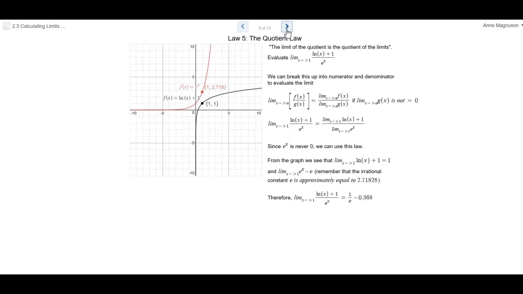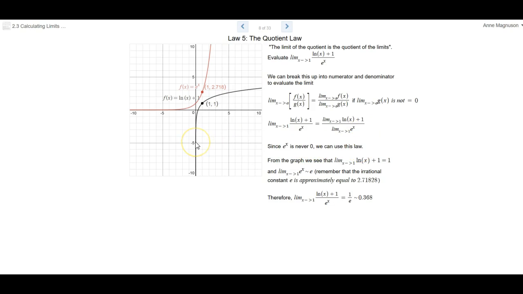The next one is the quotient law. So the limit of the quotient is the quotient of the limits as long as the limit of the denominator is not 0. So again, let's look at this example. The limit as x approaches 1 of ln of x plus 1 over e to the x. Well, this law tells me that I can find this limit by looking at the limit of the numerator and denominator separately, right, and then performing the division. So I can use this here because e to the x, recall, is never 0. So it's not a problem to use the quotient law here.